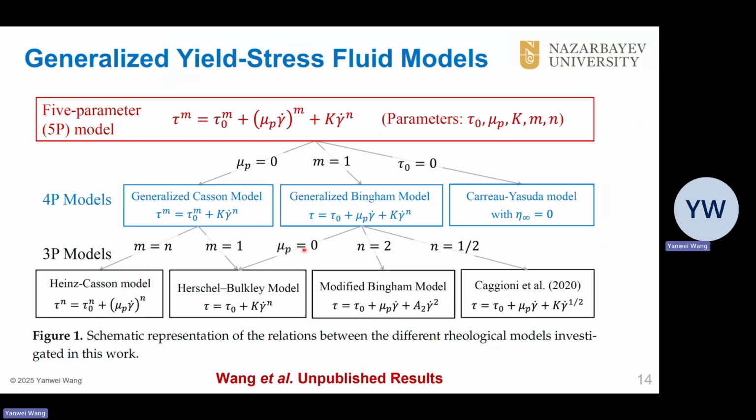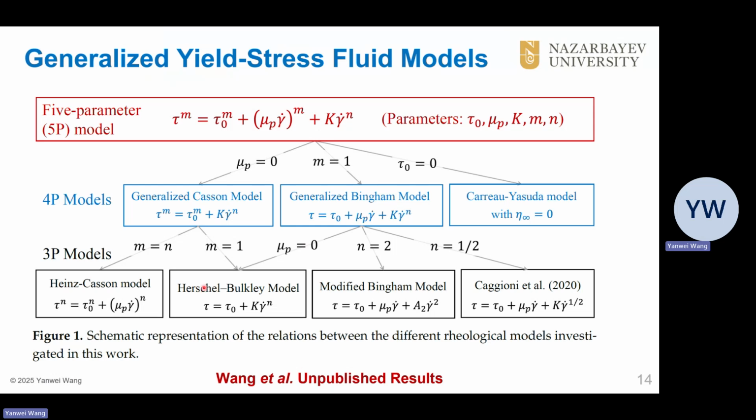This is our ongoing direction. We are in the process of developing a more unified concrete rheological model. This shows the five-parameter model, which we call the generalized yield stress fluid model. This model can be reduced to almost all the known yield stress fluid models that are reported in the literature, including, for example, the Casson model, the Herschel-Bulkley model, or the modified Bingham model, etc.